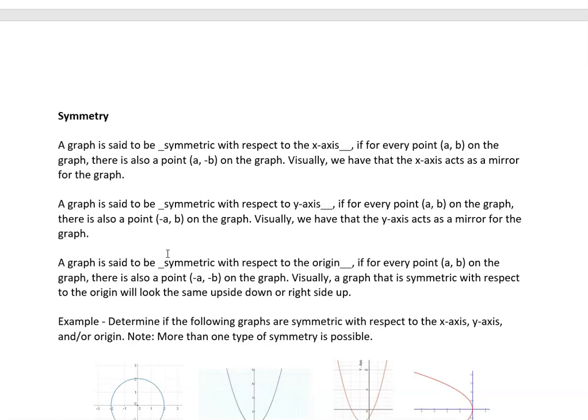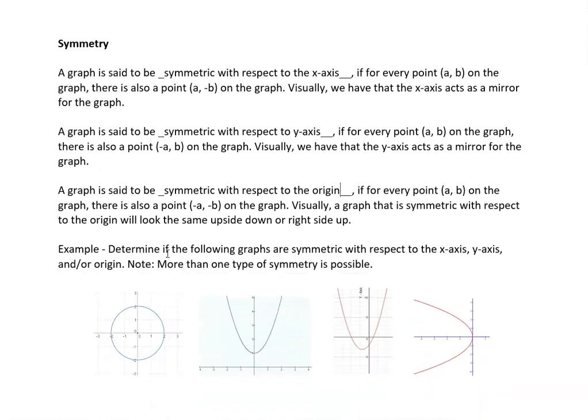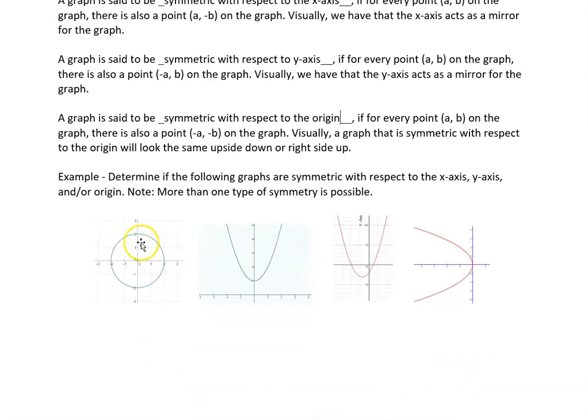Another way of thinking about that type of symmetry is if you could take one half of the graph and rotate it 180 degrees and set it down on top of the other half of the graph, then it would also be considered symmetric with respect to the origin. Whichever one of those visualizations makes more sense to you is fine to use. So let's look at some examples here and determine what type of symmetry we have in each of these graphs. Keep in mind that you can have more than one type of symmetry.